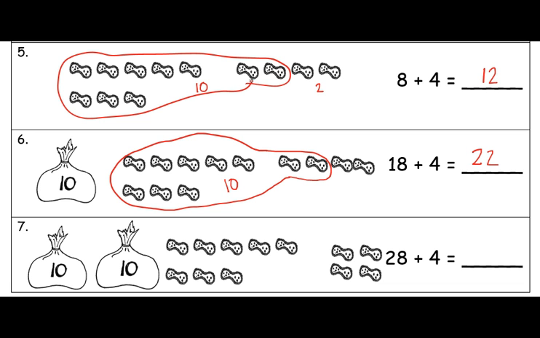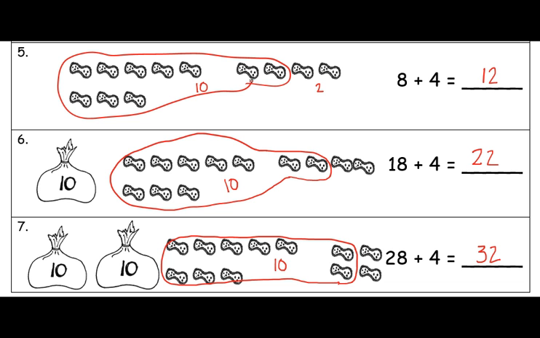In the last problem, I have 28 peanuts, and I'm going to add 4. So I'll take 2 peanuts from that group of 4, combine them with the 8. That gives me another 10. So now I have 3 10s and 2 left over. So 28 plus 4 would give me a total of 32.